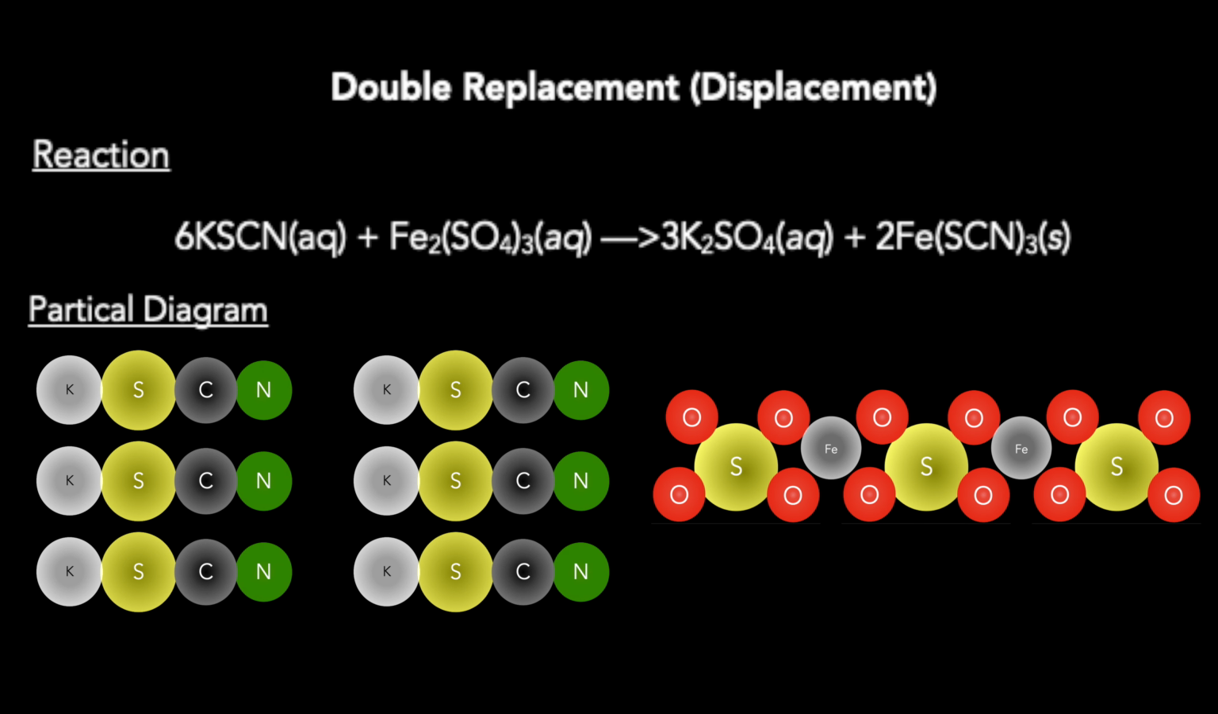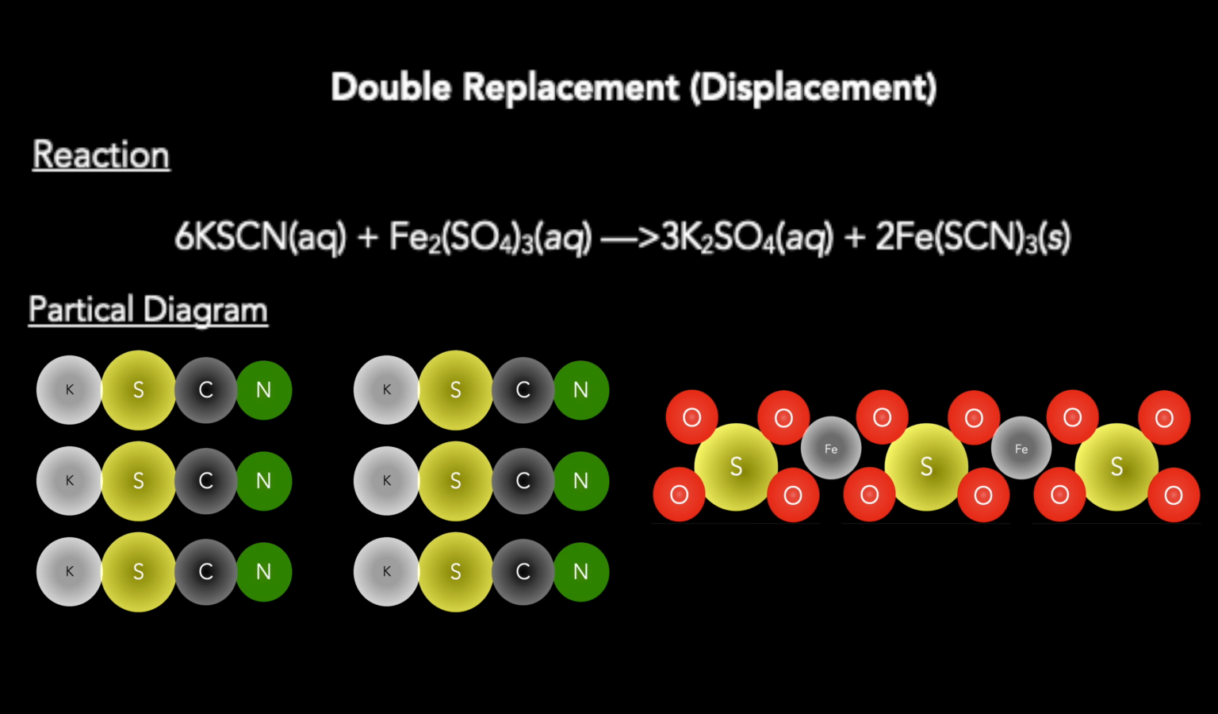Because these are polyatomic anions, we have to remember that they are going to stay grouped together. In this case, we have metal cations, potassium, and iron 3. These are what are going to do the primary movement and swapping with partners.